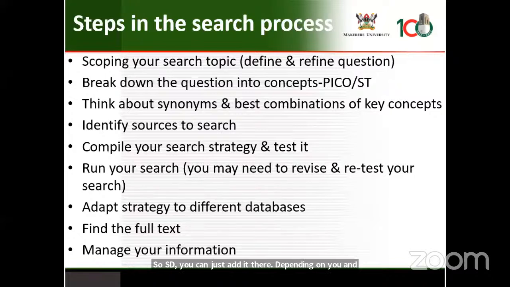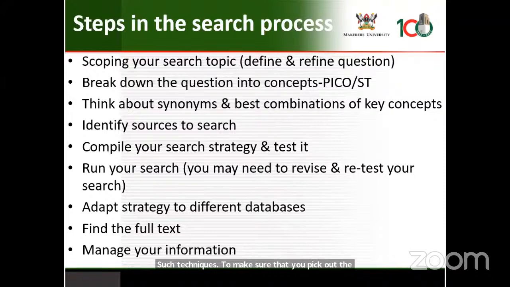Then think about synonyms and best combinations of key concepts. Identify sources to search. Those are the steps. Compile your search strategy and test it. Run your search. In most cases, when you run a search, you don't do it once and get it. You can run it, pilot it, check it, and if it has issues, you run it again, you revise it, you use different search techniques to make sure that you pick out the results that you want.